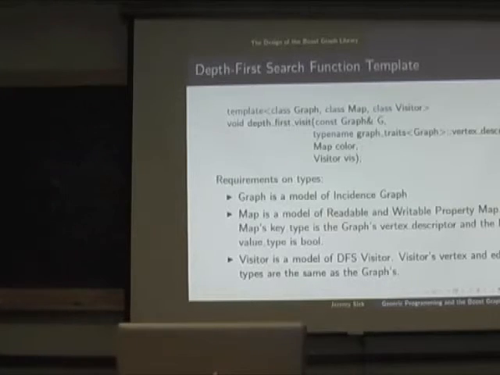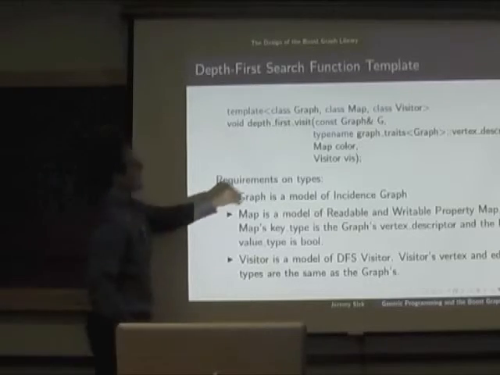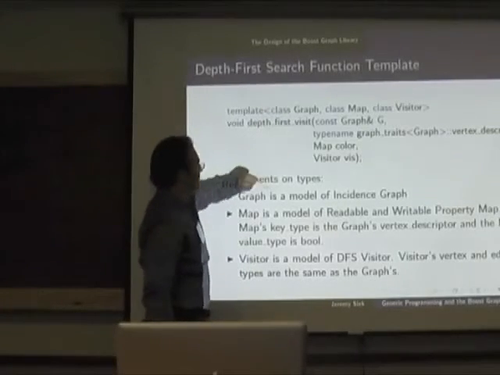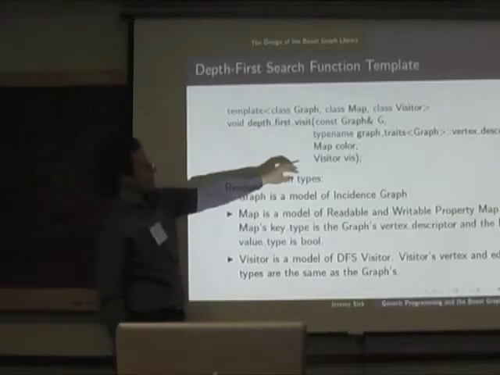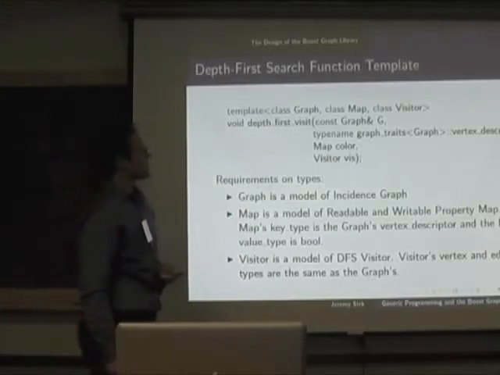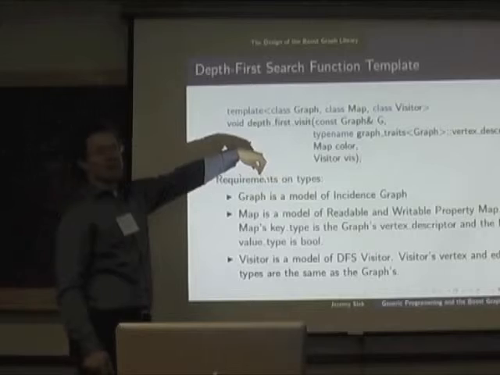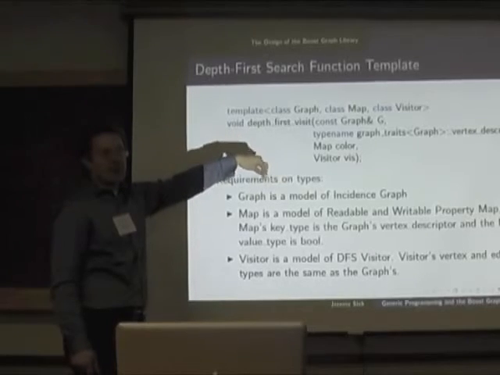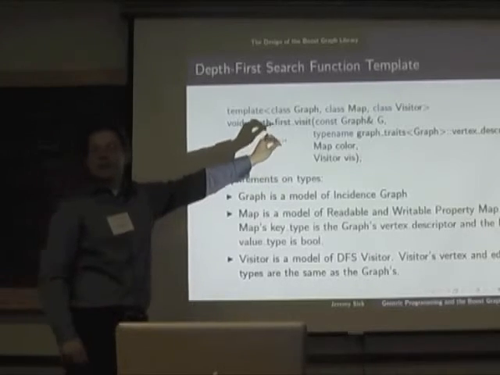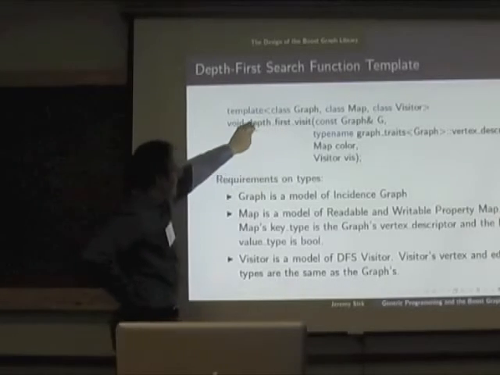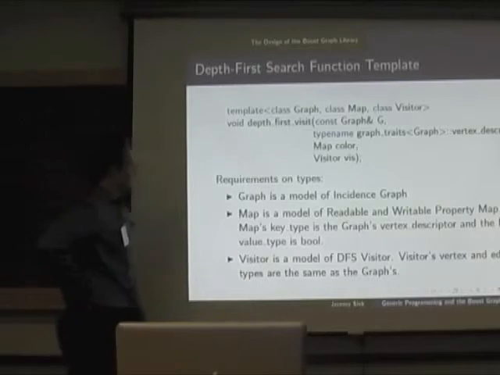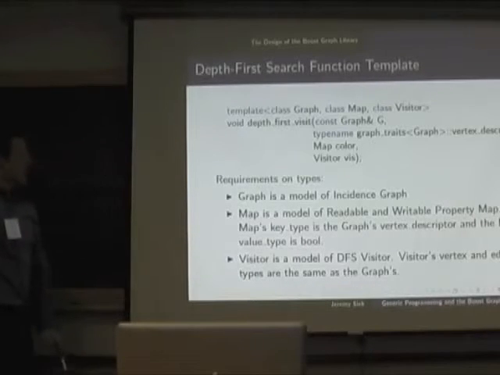So this is what the depth first visit function looks like in the Boost Graph Library. Now the graph is parameterized, and it needs to be a model of incidence graph. You need to pass in where you're starting your search, and that has to be of the vertex descriptor type for that graph. And of course, we use a trait to map that across. Then you have to pass in a property map, and then a visitor to tell it what you want to do during the search.